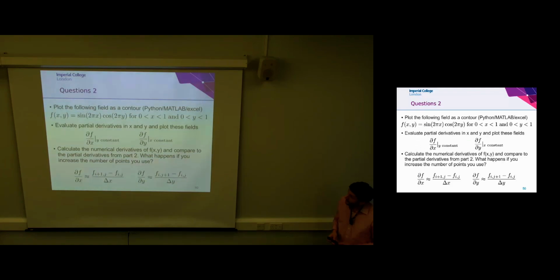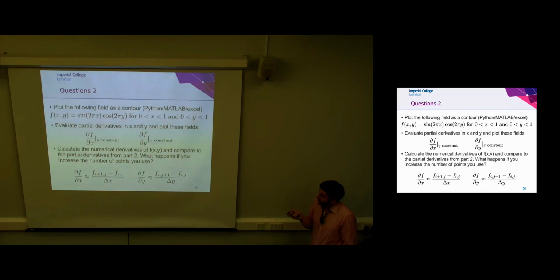Okay, so for this part, effectively, the hands-on session is going to be based on the computer. The first thing to do is just to plot those fields using those snippets of code you've just seen. It's a slightly different field in this particular case. So it's a function of sines and cosines multiplied together. And your range of values for x is between 0 and 1, and y is 0 and 1.